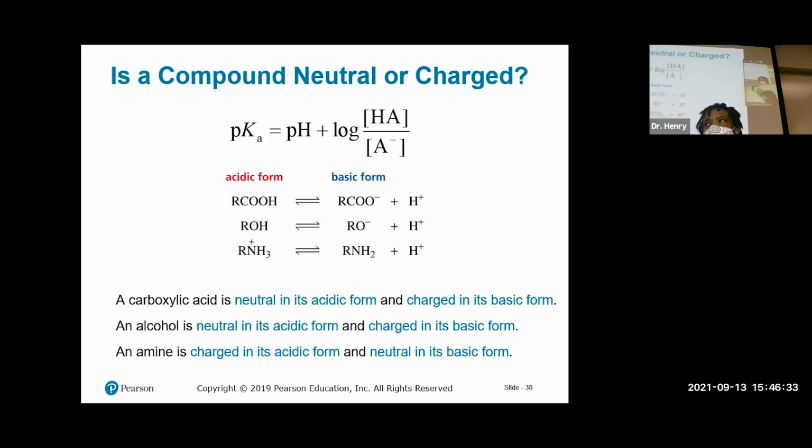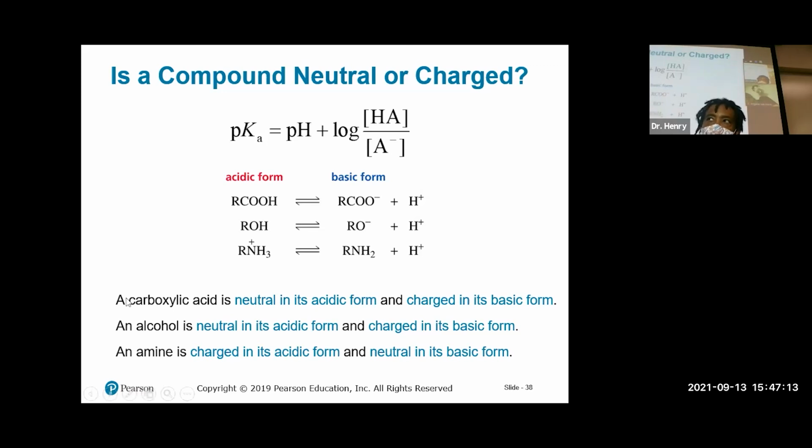Is a compound neutral or charged? Okay, so when we talk about the neutrality of the compound itself, we can also use the equation to help us figure that out as well, right? So these are our equations. In this case, this guy has a negative charge, the basic form. This guy has a neutral charge. So negative charge, negative charge, and then this guy has a positive charge, and this whole side has a positive charge, okay?